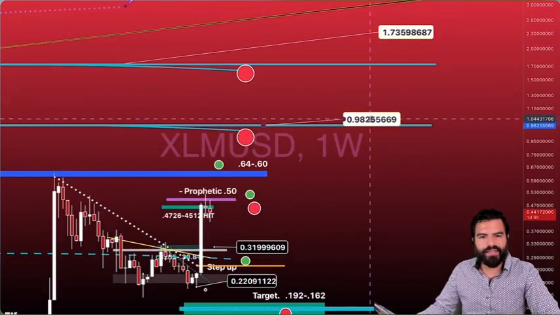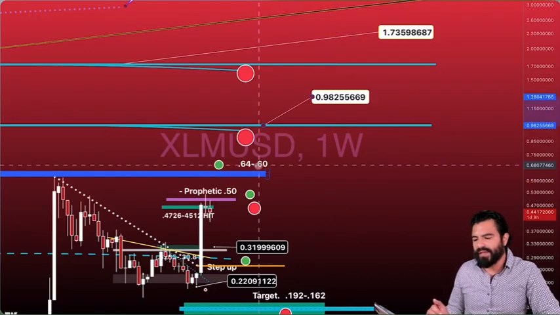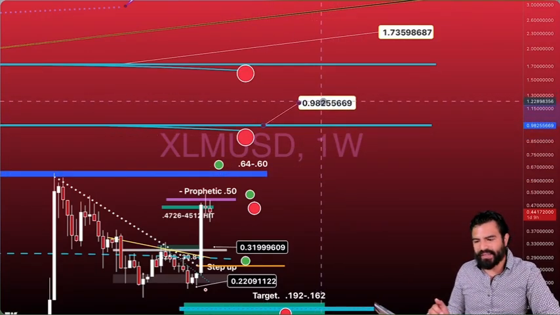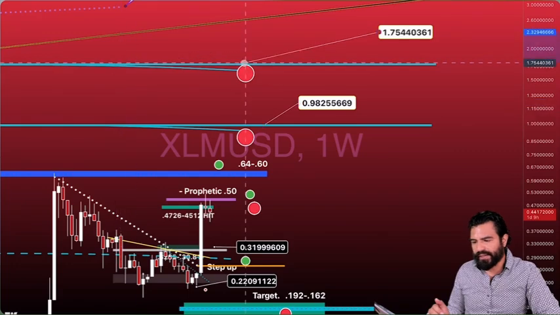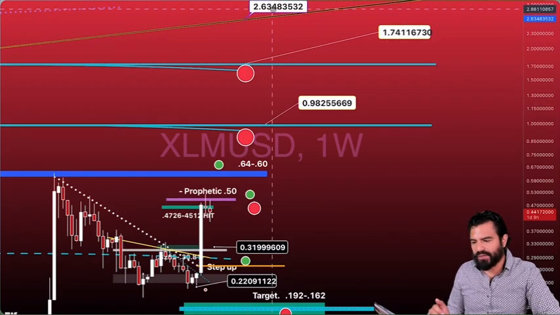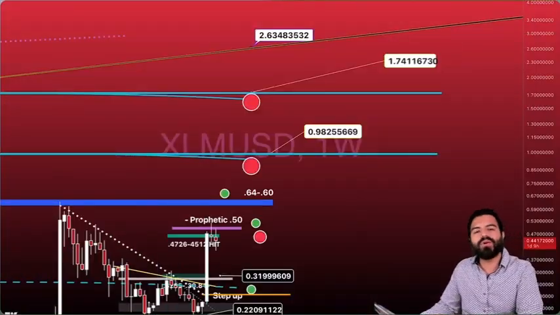If you're still in XLM and we're able to clear these areas to the next areas, we're going to be looking at the flat at 64 to 60 cents. Then we're going to be looking closer to 98 cents. Then we're going to be looking at here at $1.74, and then we're going to be looking also closer to $2.63. So let's talk about where we got those numbers from.